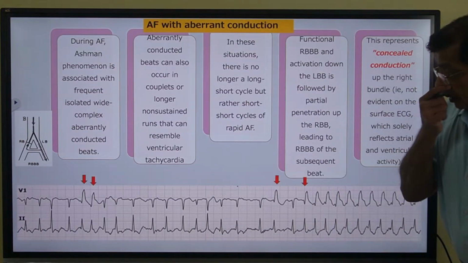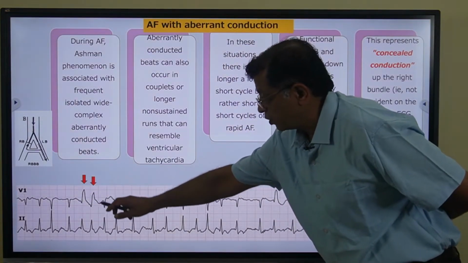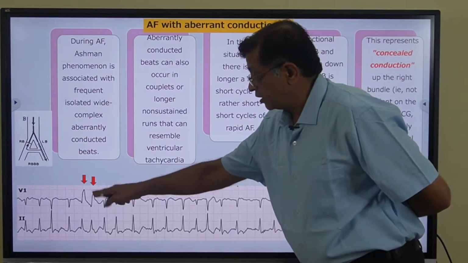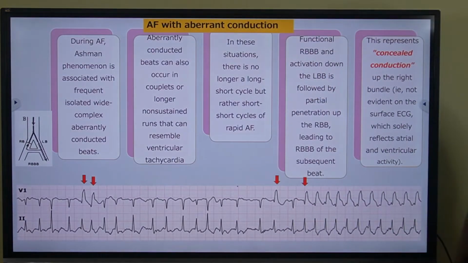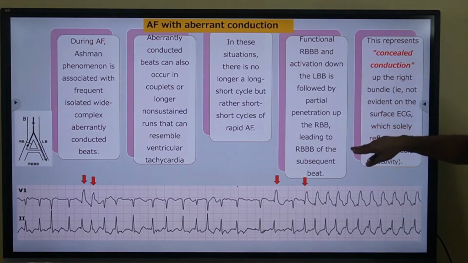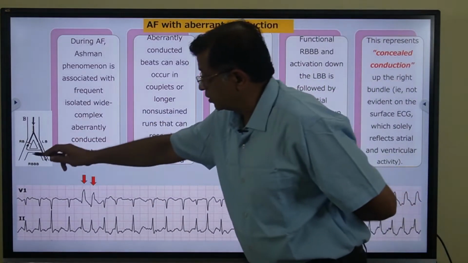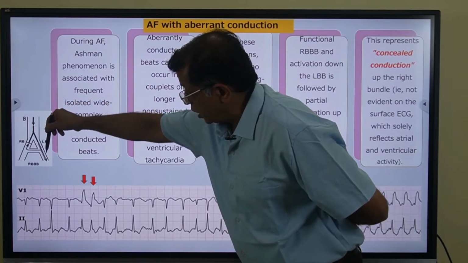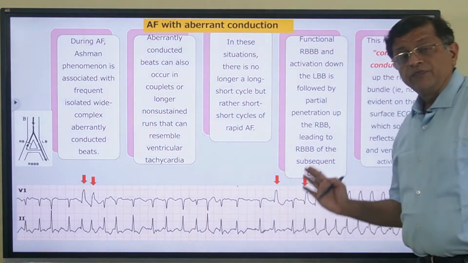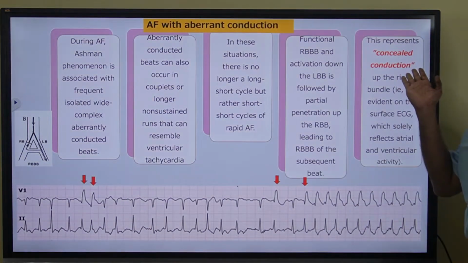Now what is happening here? This is a patient with AF, and due to a long coupling interval, due to Ashman phenomenon, you can get a right bundle branch block pattern intermittently, and sometimes this can come in couplets. But sometimes functional RBBB activation down the LBB is followed by partial penetration up the right bundle branch. For example, after Ashman phenomenon, sometimes the impulse comes down through the left bundle branch and goes up the right bundle branch, causing functional right bundle branch block, and this is not seen in the ECG. That is why it is called concealed conduction.